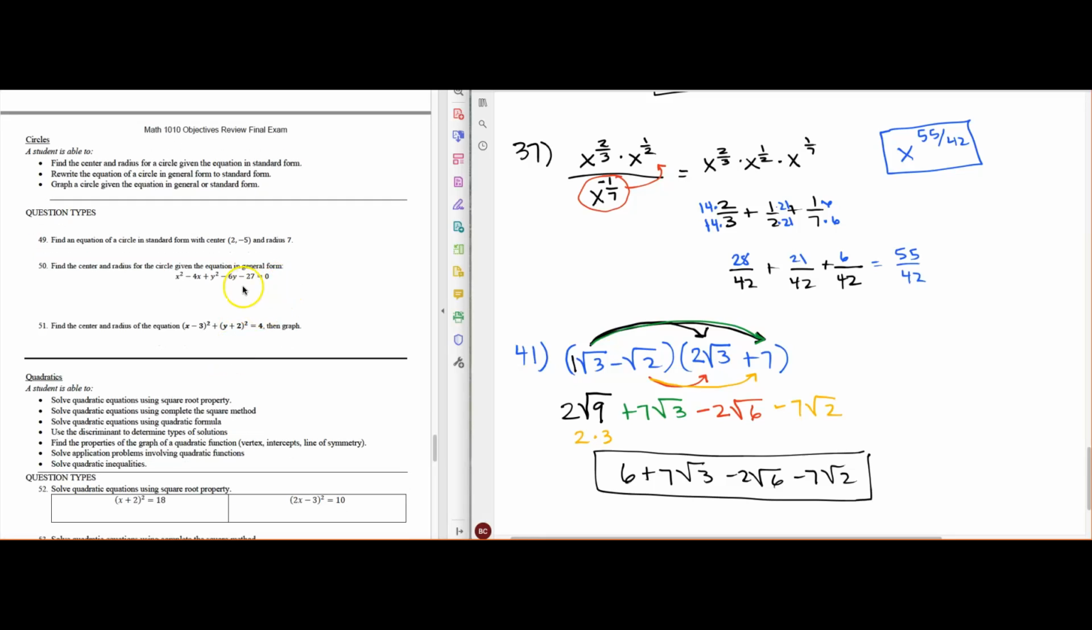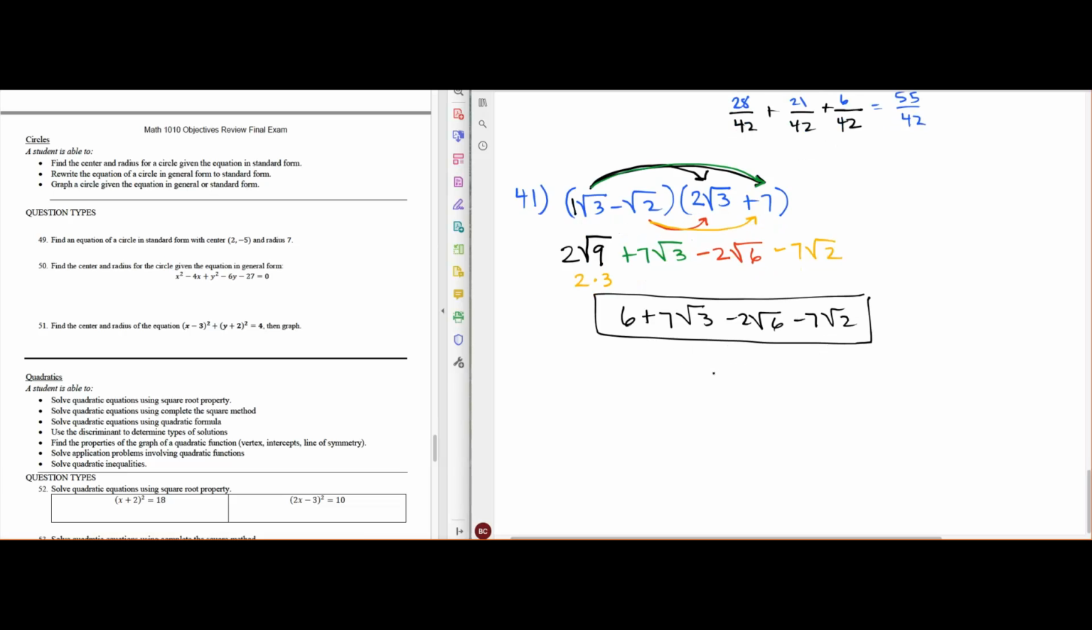Go back up. Let's do 50. We did one like this before, but I want to make sure you're really feeling good about how to find the center and the radius. This is given to you in general form, but you need to change it to standard form so that you can find the center and the radius. To do this, you've got to complete the square.